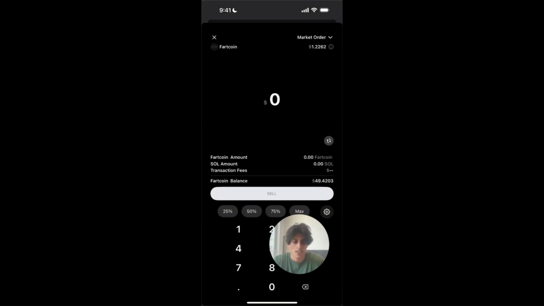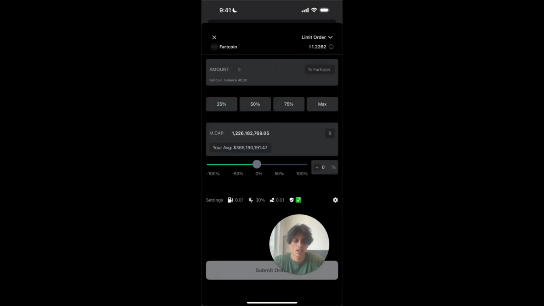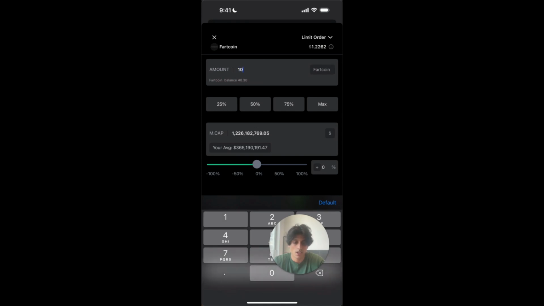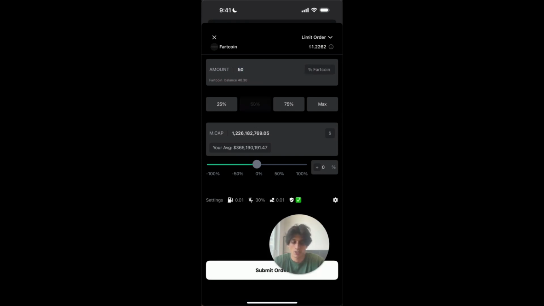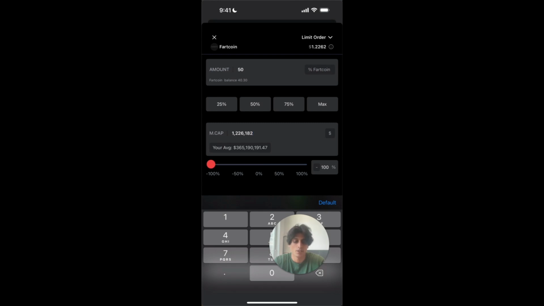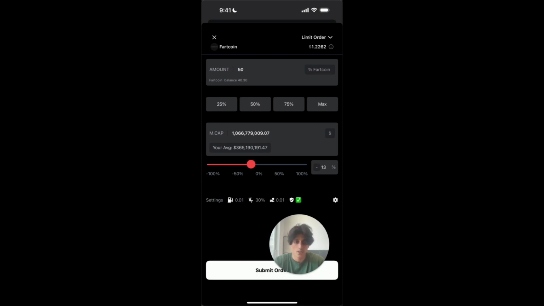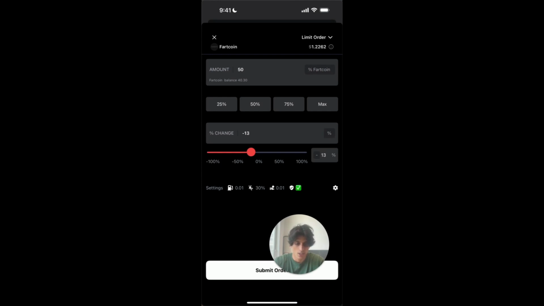So again, you click on sell, click on limit order, and just like I showed you before, you can enter the actual unit amount that you want to sell, or you do the percentage. So I'm going to do 50%, and then you can adjust this by clicking on the market cap and entering the market cap you want using the slider that we have here for you. You can also switch between market cap, percentage change, and also price.